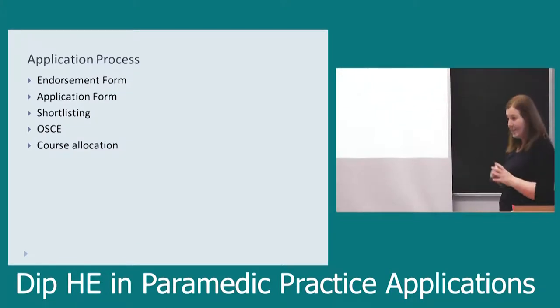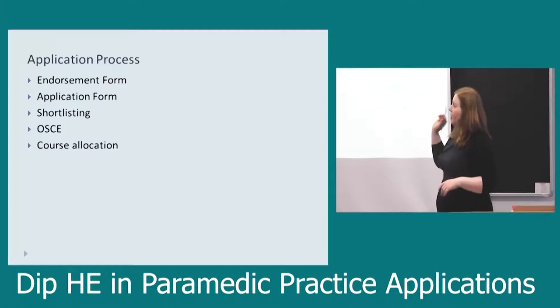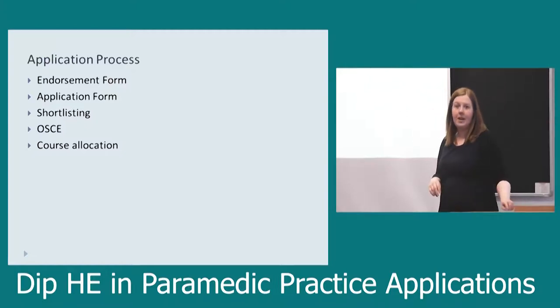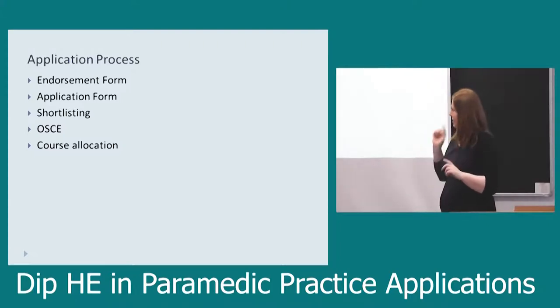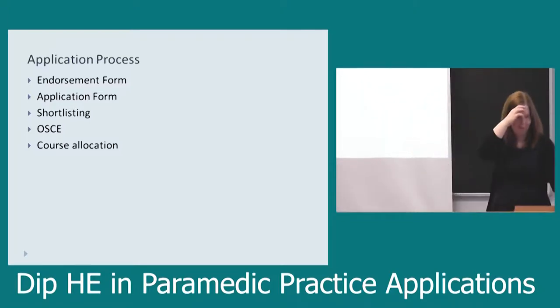The application process this year is that you first of all have a chat with your line manager to get this endorsement form signed, a discussion to happen on various things, and we'll talk about that. The applications will all then be shortlisted, and those who are shortlisted will be asked to come to an OSCE, pass the OSCE, then you'll be allocated a space on a course, okay?